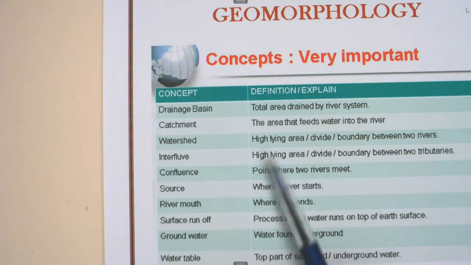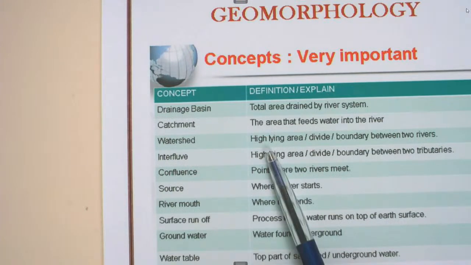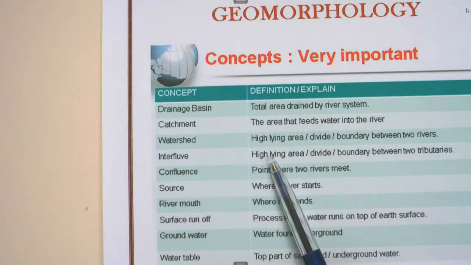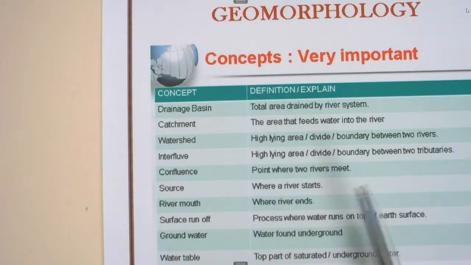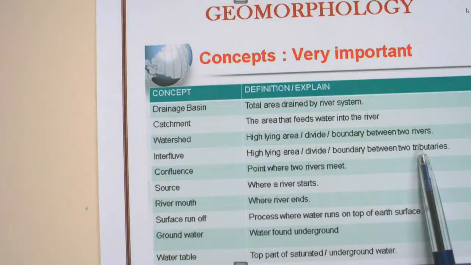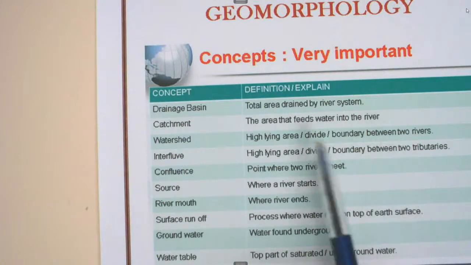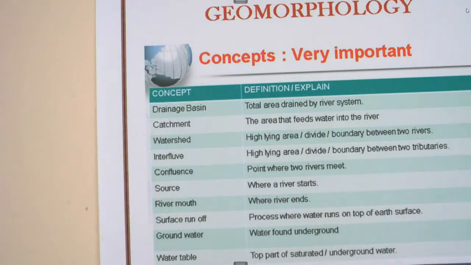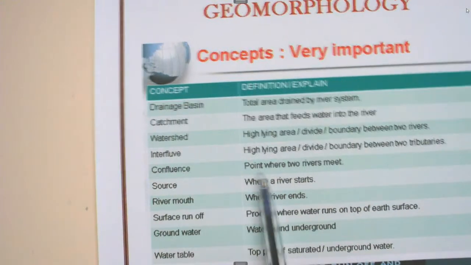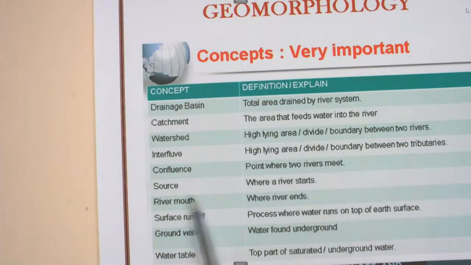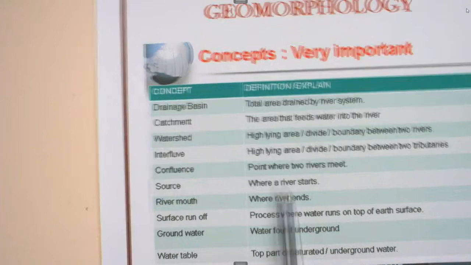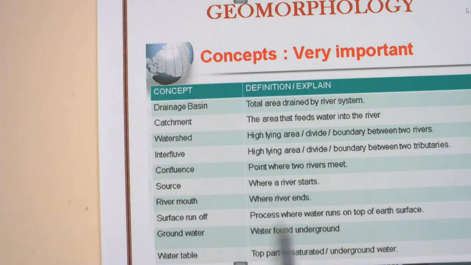Interflow. Sometimes we confuse interflow with watershed, but interflow happens within the drainage basin. The watershed is what separates two drainage basins. Confluence, a point where two rivers meet. A source, where a river starts. River mouth, where a river ends.